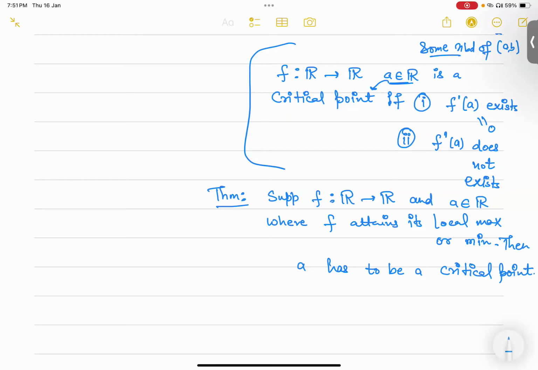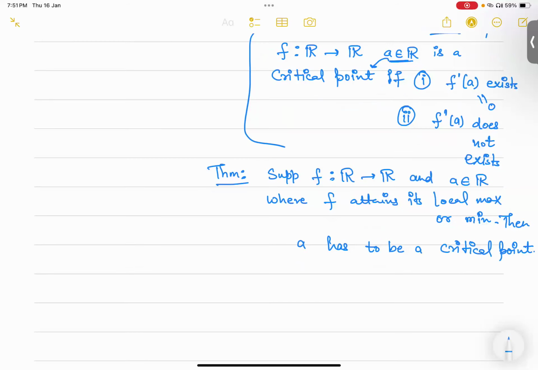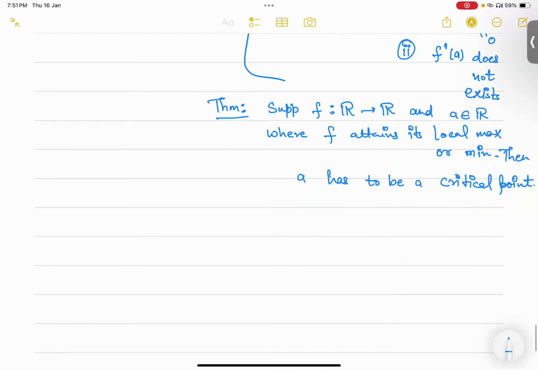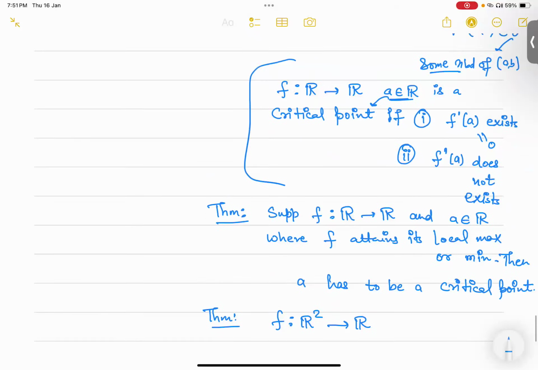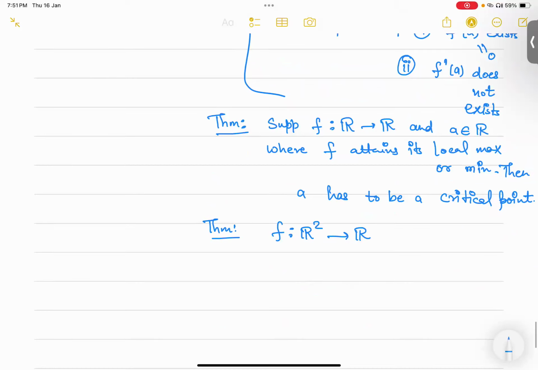So if you are checking for local maxima and minima, just check for critical points only, right? There you will have local maxima and minima. And the same thing is true for two variables also. So suppose you have a function from R2 to R, and in this case, let me define critical point first.